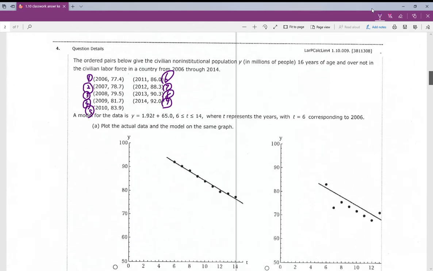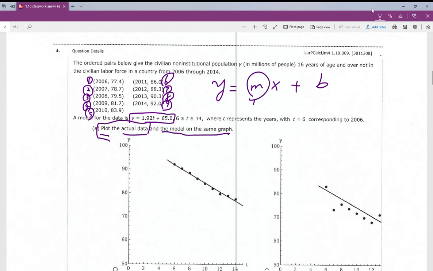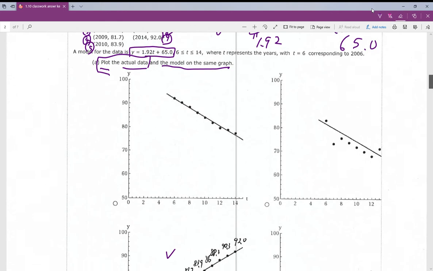First plot the actual data. That's not too hard. You just put all the xy in the coordinate system, and the model on the same graph. What's the model here? This is the model. They already provide everything for you. The model is y equals mx plus b, where m equals 1.92 and b equals 65.0. So this is a straight line.